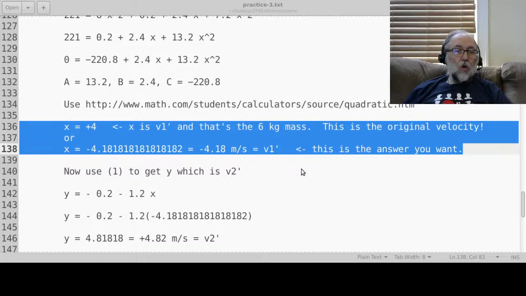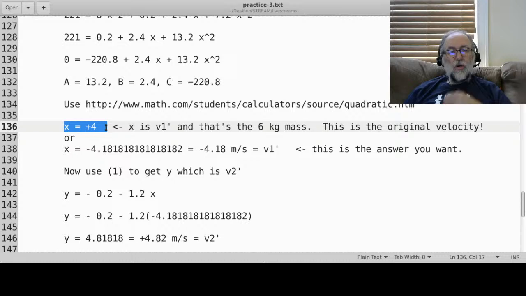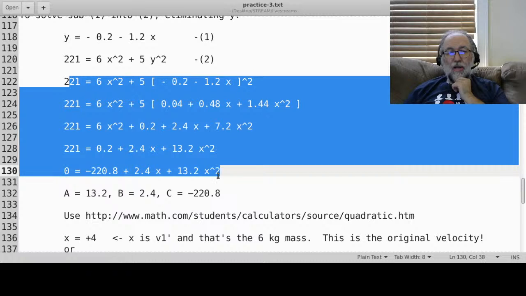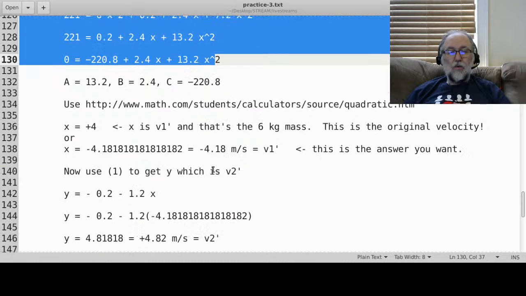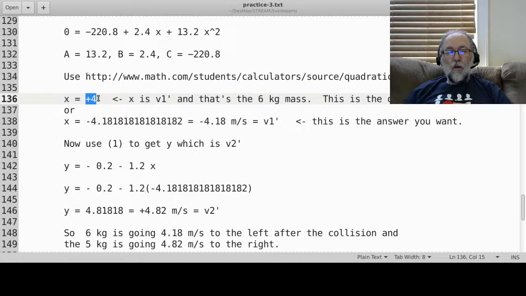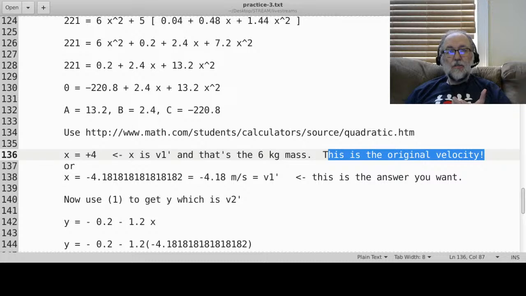Same thing here. The first one that you get is x is equal to plus 4. Okay, now x is equal to plus 4. You go, well, what does that mean? Remember that x is just v1 primed. The reason I did this is because could you imagine how messy that would have been if I had v1 primed everywhere instead of x? That's the only reason I did that. So x is really just v1 prime. Okay, and that means that v1 primed is equal to plus 4, but that's the original velocity. Okay, that's the original velocity.